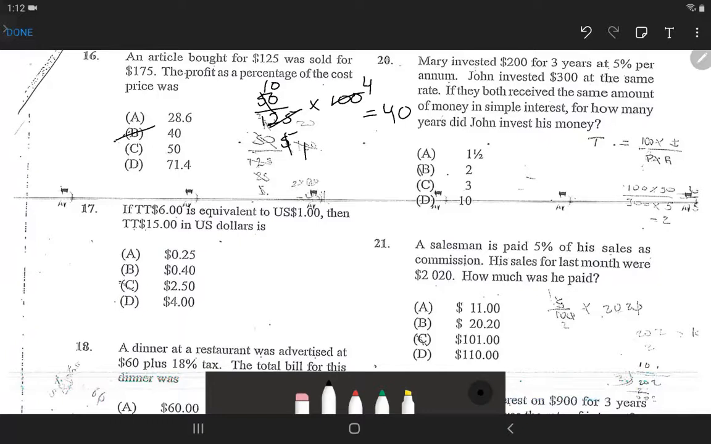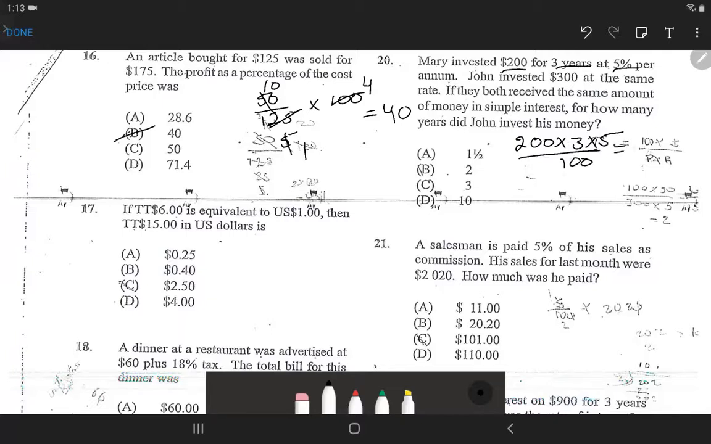Mary invested $200 for 3 years at 5% per annum. John invested $300 at the same rate. If they both receive the same amount of money in simple interest, for how many years did John invest? Well, Mary invested $200 for 3 years at 5%, so let's write that down. 200, remember the simple interest is principal by rate by time, and it's 5%, so that's 100.